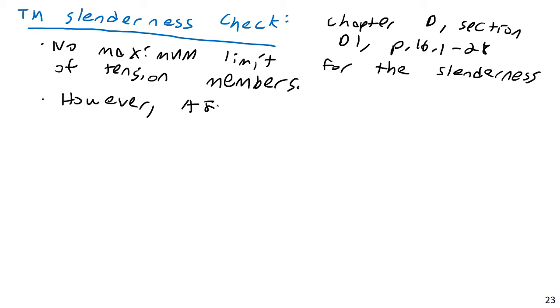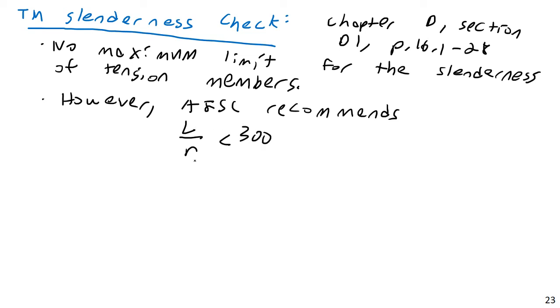AISC recommends... Okay, so think about this. Consider a long, slender element. Well, actually, let me just provide the rule first. L over R is less than 300.